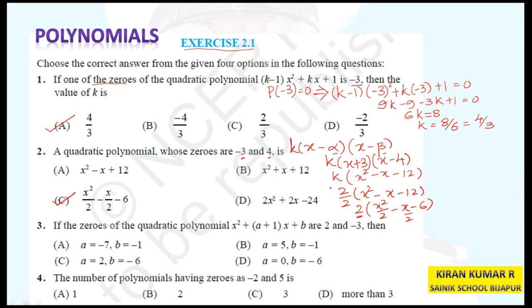Here is a trick. I have written k value as 2 by 2, then I have taken this 1 by 2 inside. So we get the expression as x square by 2 minus x by 2 minus 6.